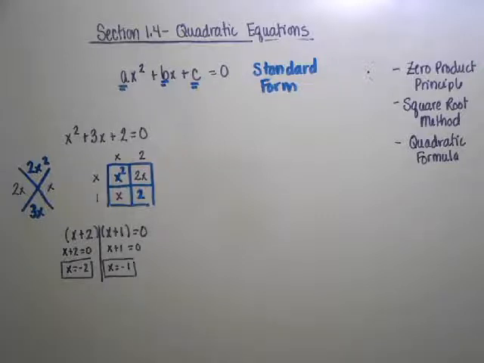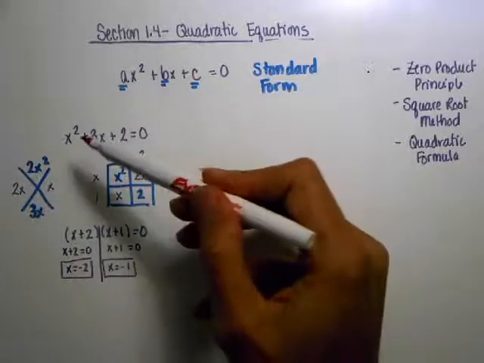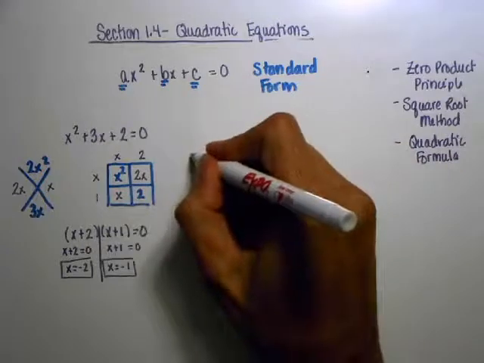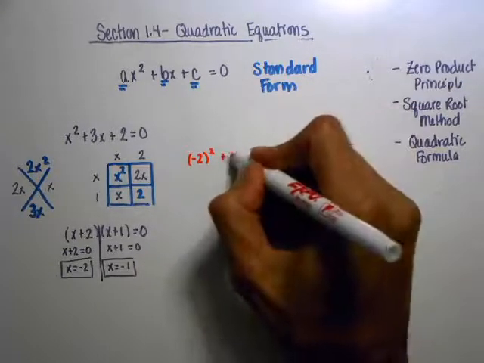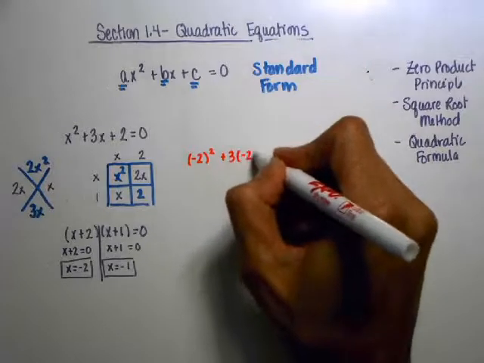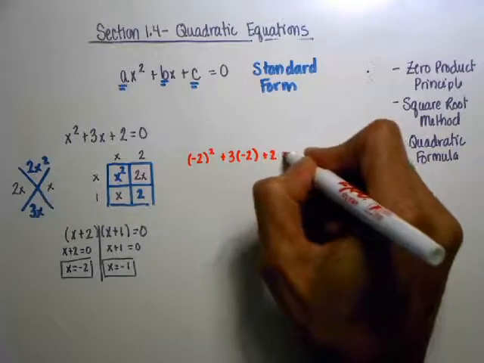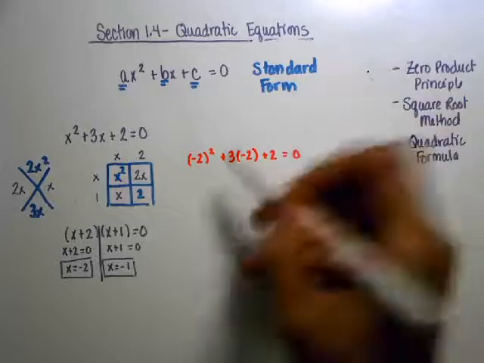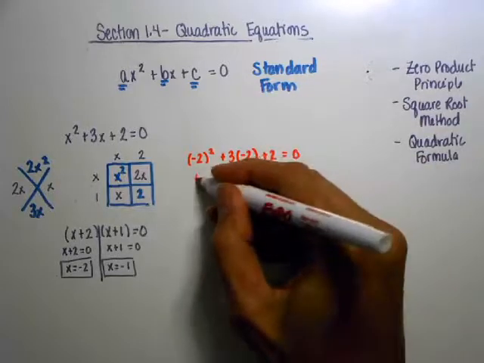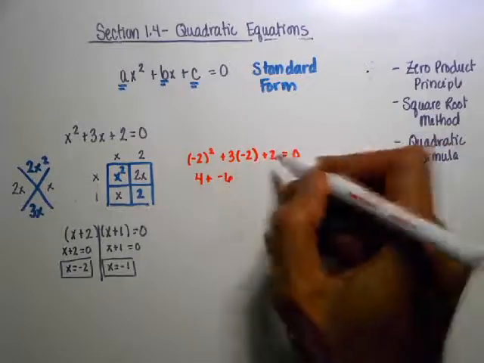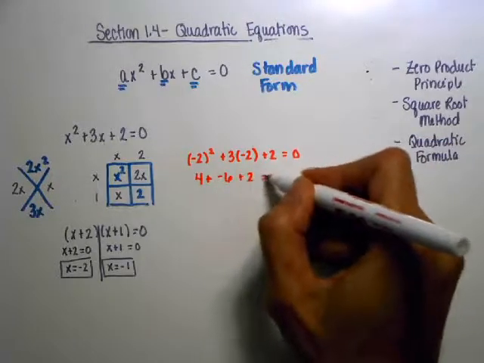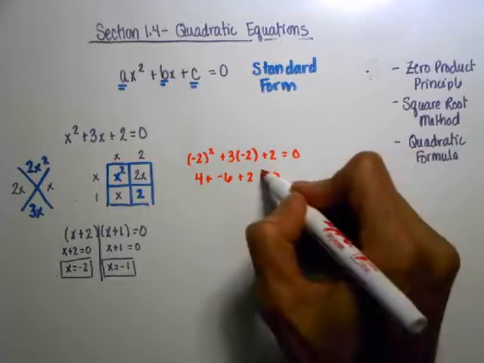We can verify this by substituting these numbers into this equation. So for example, if I take negative 2 and I square it, and I add 3 times negative 2 plus 2, I should get 0. Well, negative 2 times negative 2 is 4. 3 times negative 2 is negative 6. Plus 2 does in fact give me 0, so this is a solution.